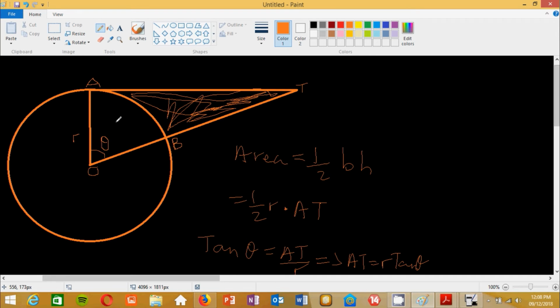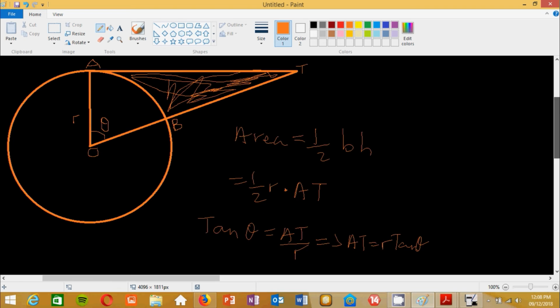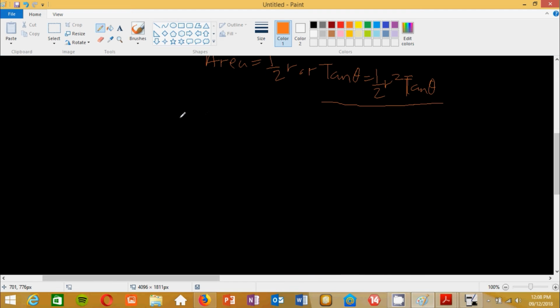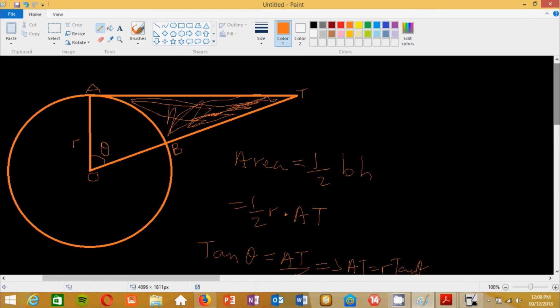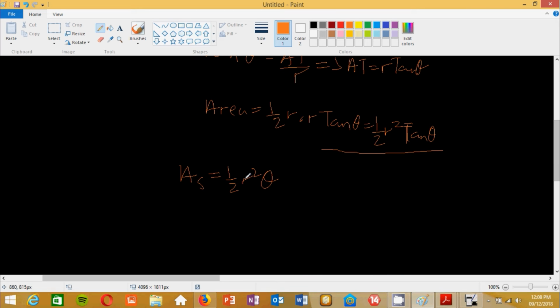Now I need to subtract the area of the sector. The area of a sector is equal to a half r squared theta. This S stands for sector. My radius is r, my theta is theta. So this is exactly the area of the sector.